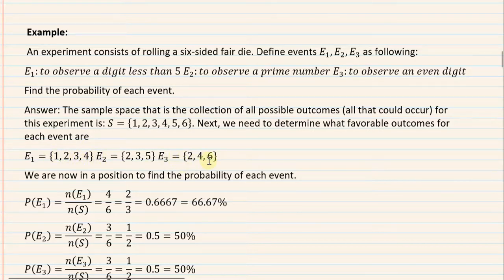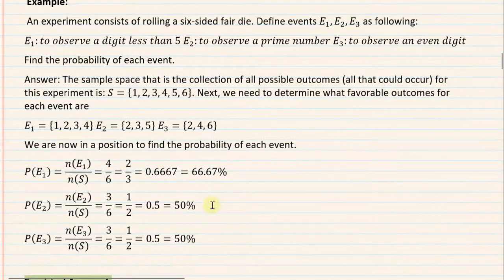Now, the probability of this event: number of favorable outcomes, 1, 2, 3, 4, out of 6 possible outcomes, so 2/3. By the way, we can report probabilities as fractions, decimals, or percents. And this would be the probability of E2, again 3 out of 6. Probability of E3, 3 out of 6.